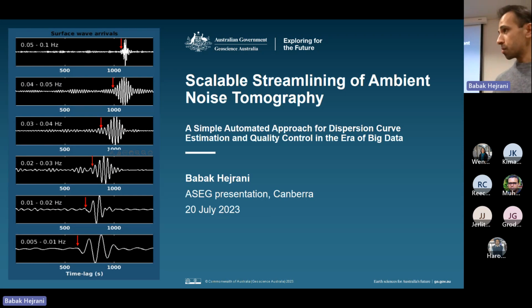The title of the talk today is Scalable Streamlining of Ambient Noise Tomography. It's a method that has been around for about 20 years now, mainly in academia. So the aim of this talk and of my work is to show the attempt we have made to automate this procedure and make it scalable and streamlined for industry and for other partners.